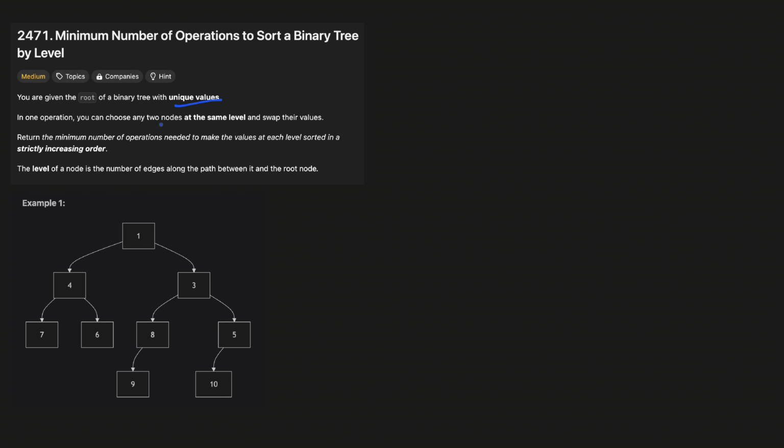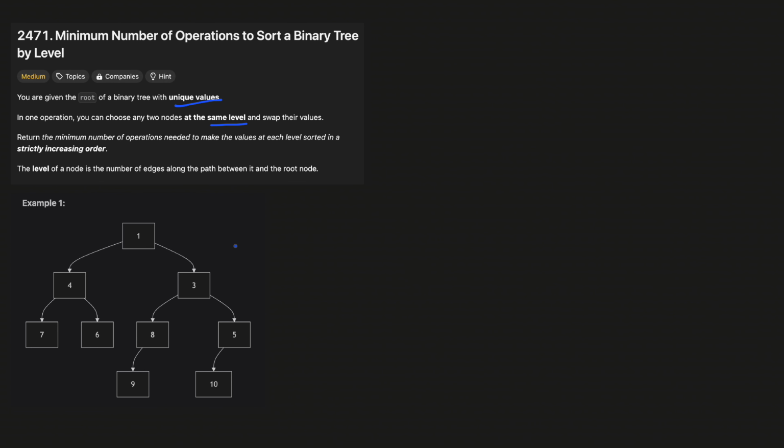In one operation, we can choose any two nodes at the same label and swap their values. And we have to return the minimum number of operations needed to make the values at each label sorted in a strictly increasing order. The label of a node is the number of edges along the path between it and the root node.